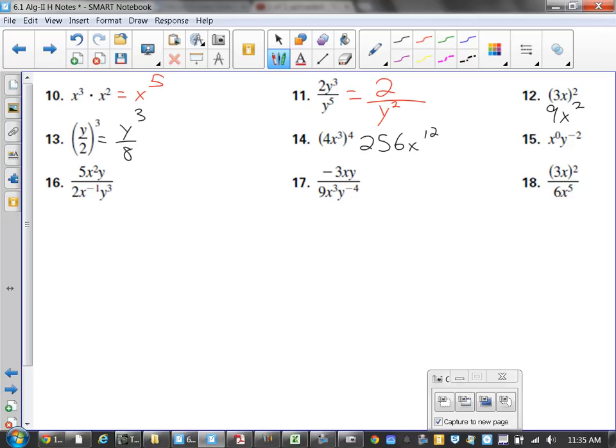x to the 0, y to the negative 2. What do you get? Very good. 1 over y squared. x to the 0 is 1. y to the negative 2 is 1 over y squared.